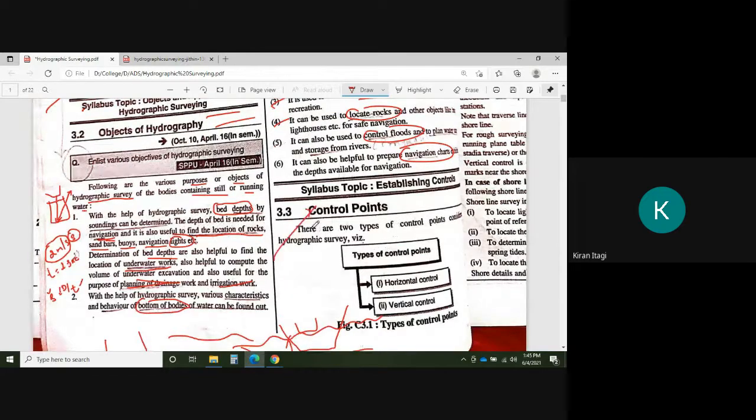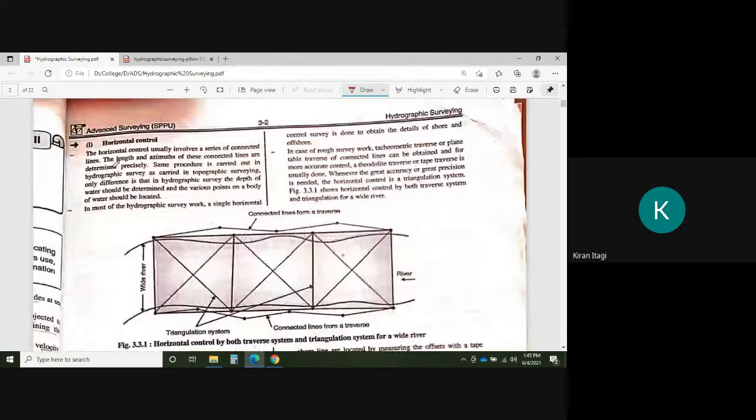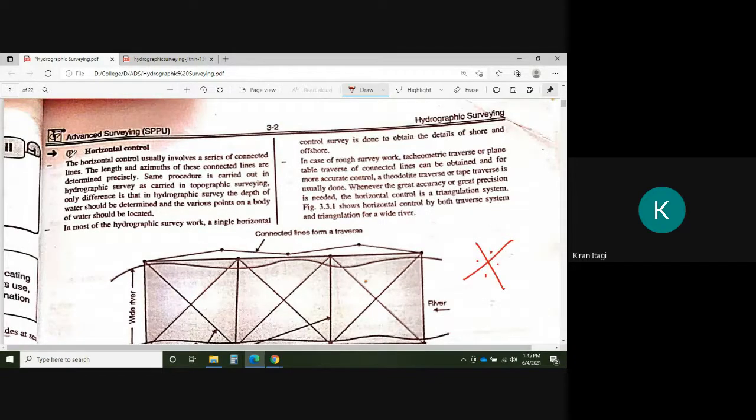Now coming to another important concept, that is control points: horizontal control points and vertical control points. So there are two types, one is horizontal and another one is vertical control points. We will see what they are. The horizontal control usually involves a series of connected lines. The length and the azimuths of these connected lines are determined precisely. The distance between these points should be determined precisely.